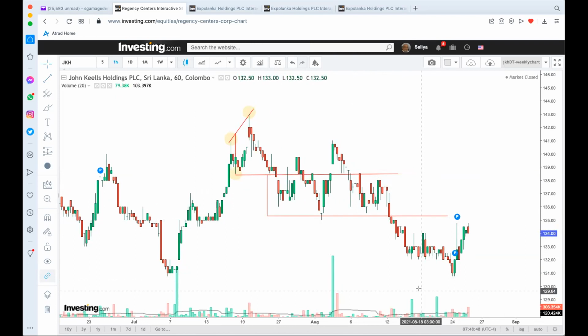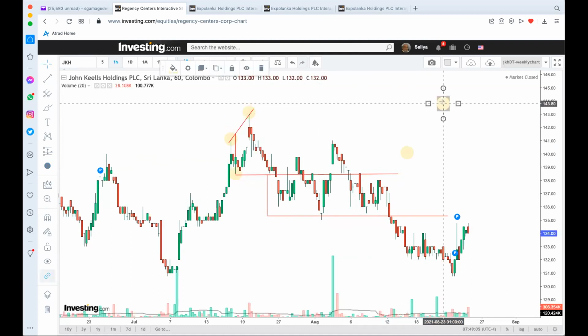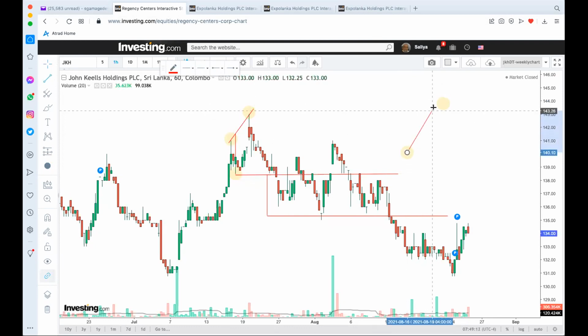Now in the same hourly chart, basically what we do is we spot the beginning of a rally and the ending of the rally. Then we know this is the beginning, this is the end.